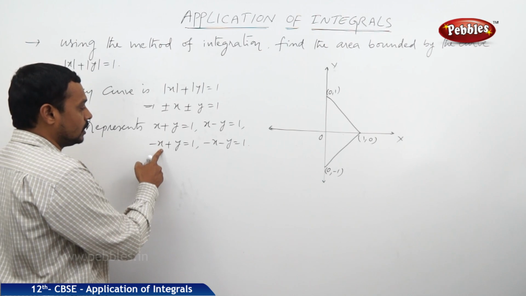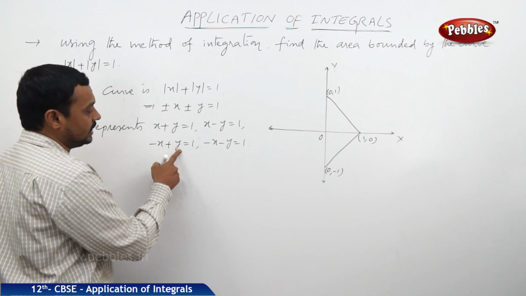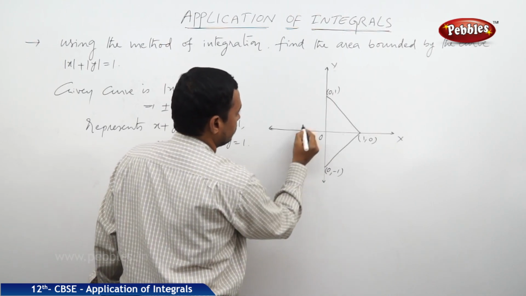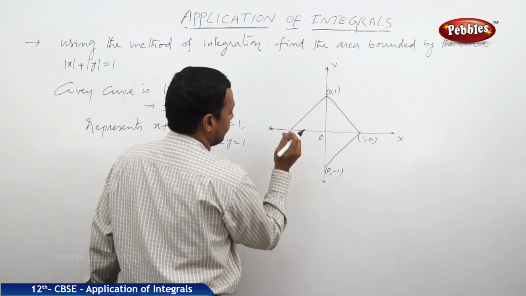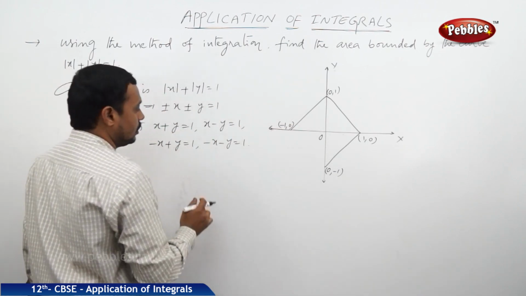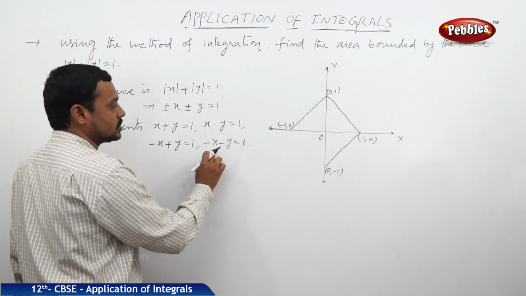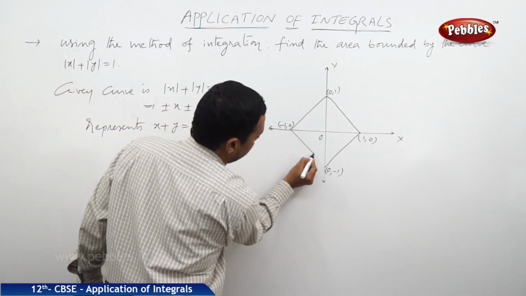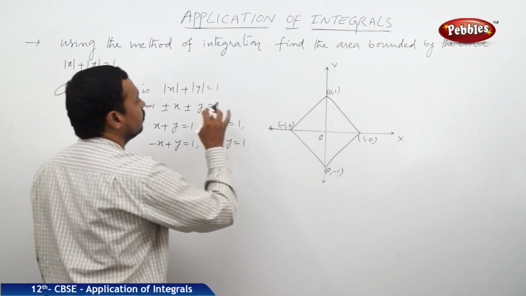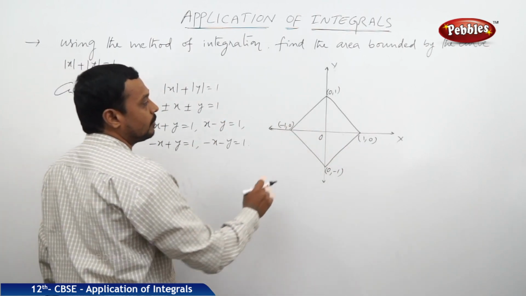And the third straight line, minus x plus y is equal to 1. Here the x-intercept is minus 1, the y-intercept is plus 1, so the straight line looks like this. Now this is the point minus 1 comma 0. And the fourth straight line is minus x minus y is equal to 1. That means the x-intercept is minus 1 and the y-intercept is also minus 1, so it is the straight line like this. Therefore the figure formed by the given 4 straight lines is this one.